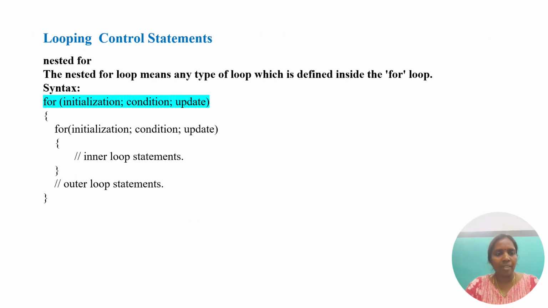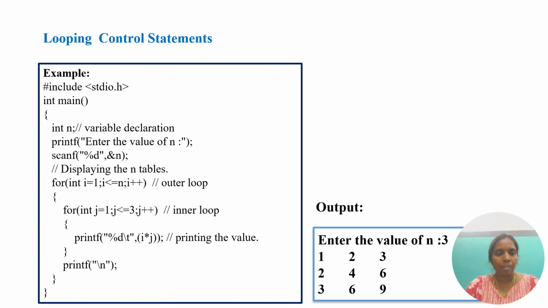Likewise, we have looping control statements like the nested for. This is a nested for statement. So for, initialization, condition, update. Inside the for statement, we have one more for statement. So these are called nested for statements.